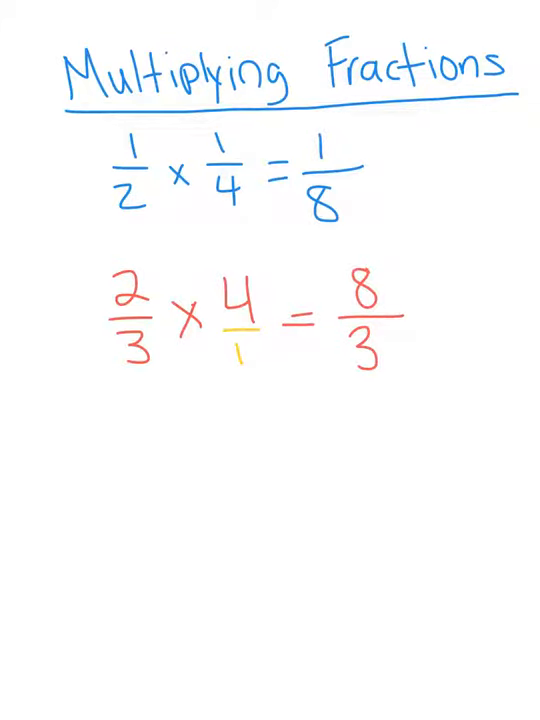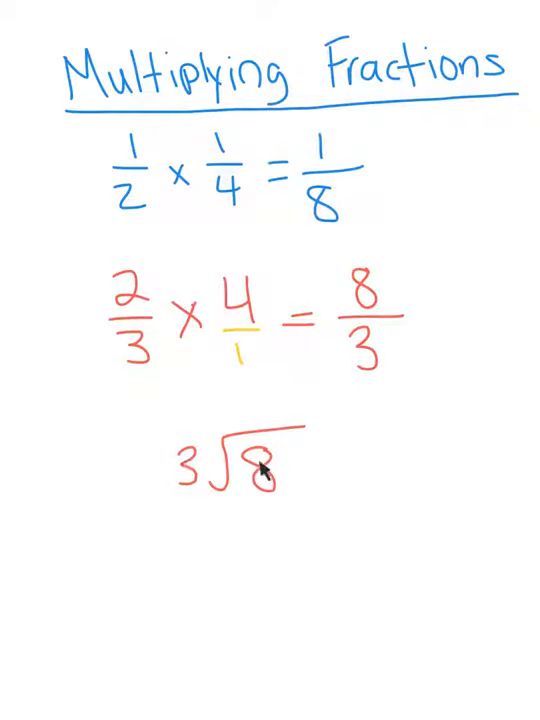When I see I have an improper fraction, meaning the number on the top is bigger than the number on the bottom, then I have to divide and find my remainder. So to divide, I'm going to take my bigger number, and I'm going to divide it by the smaller number. So I'm going to divide the top by the bottom.